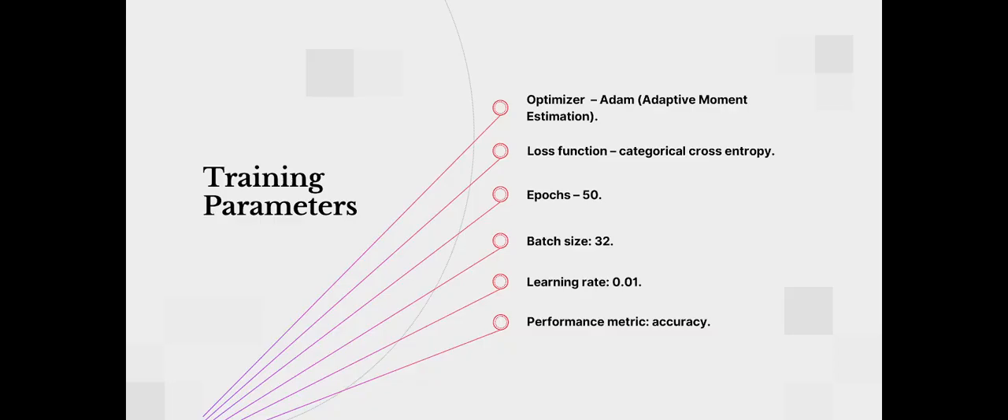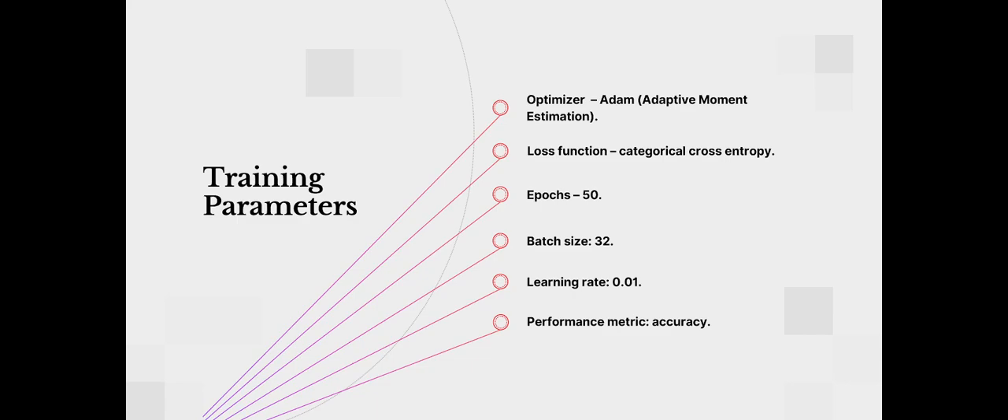The next slide depicts the parameters used for the training process. We use the adaptive moment estimation as our optimizer, and categorical cross-entropy as a loss function. We carry out the training process in 50 epochs with a batch size of 32 using a learning rate of 0.01, and we use accuracy as our performance metric. Finally, it should be mentioned that we use a 5-fold stratified cross-validation for class balance during the training process.